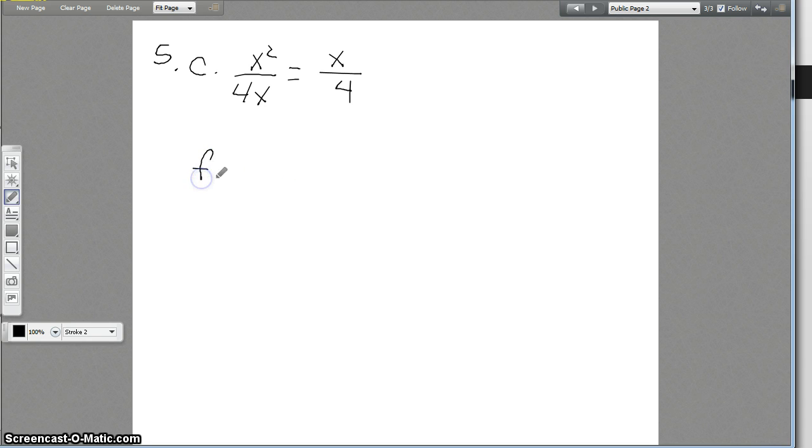Now let's look at part F. We have 5 times (x plus 1) over 10. Okay, so 5 and 10 do have a common factor. Their greatest common factor is 5. So if I divide the numerator and the denominator by 5, 5 divided by 5 is 1, 10 divided by 5 is 2. We will end up with (x plus 1) over 2.